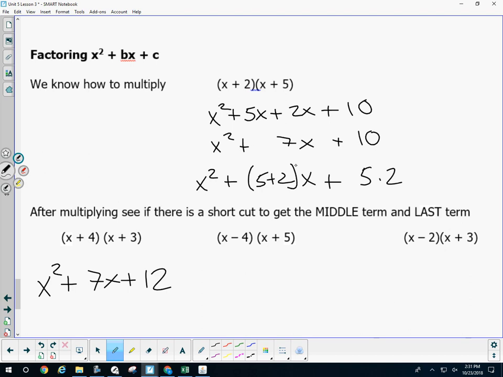X squared plus 7x plus 10. How do I get the 7? Add the 2 and the 5. How do I get the 10? Multiply the 2 and the 5. Here, x minus 4 times x plus 5. Well, I got the x times the x. I'll have the plus 5x. I'll have the plus negative 4x. Add the two numbers together. I get a plus 1x. Multiply the two numbers together. I get negative 20. Right?